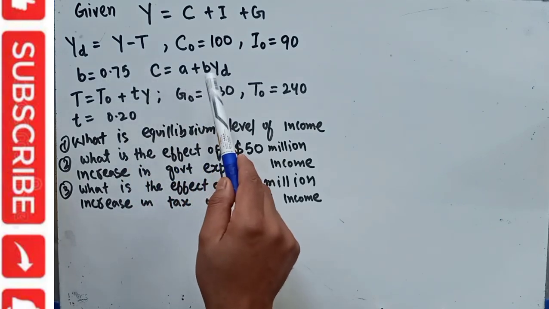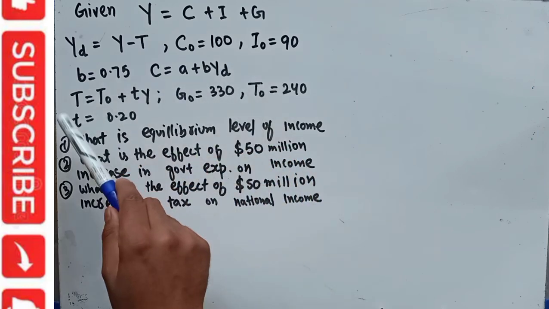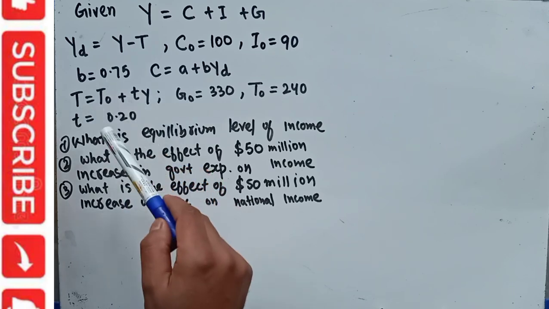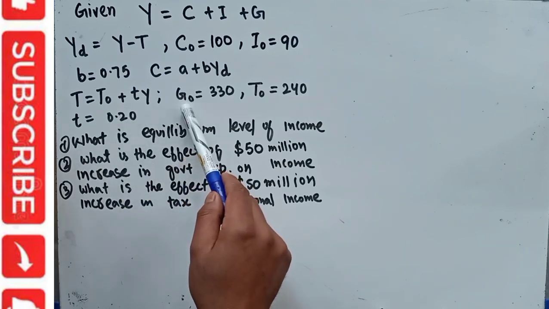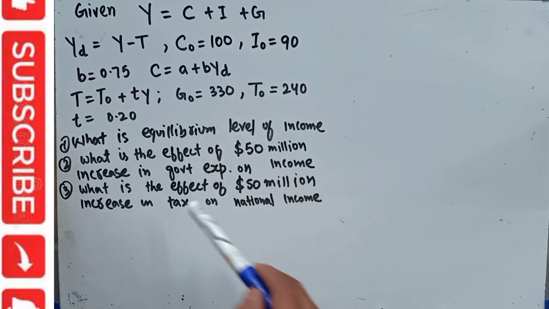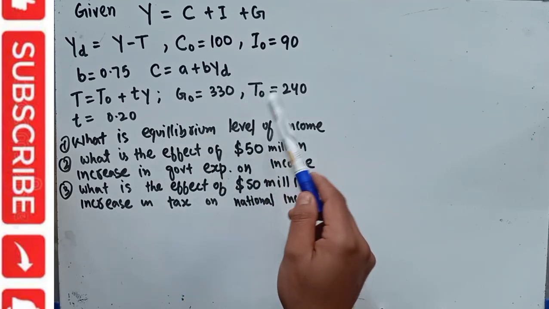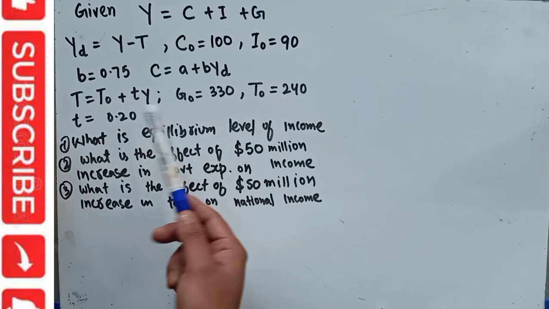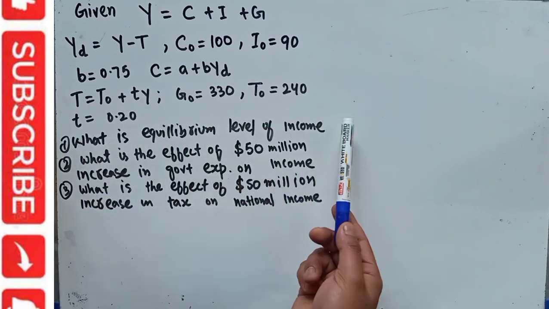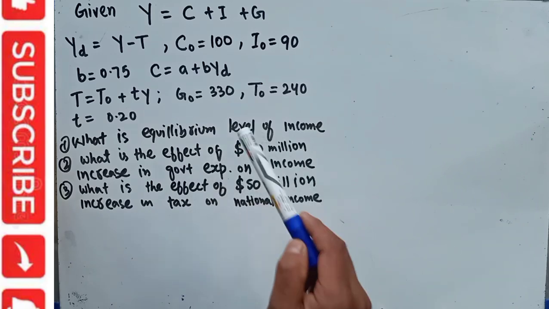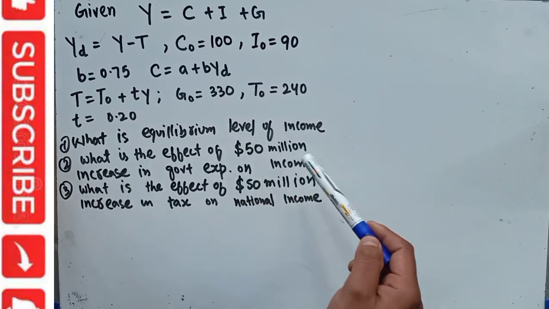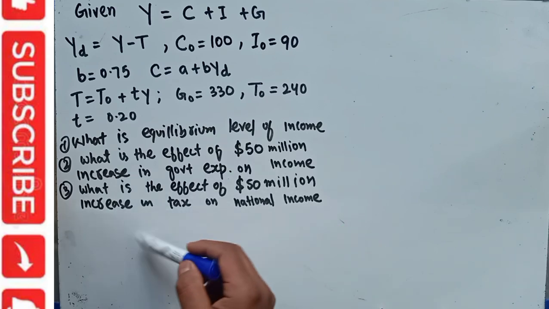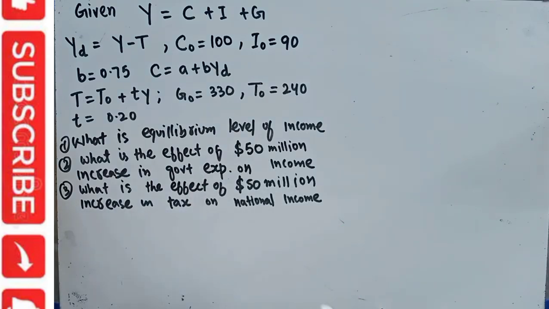C = A + B Y subscript D is the consumption function. T, the tax function, is T naught plus tY, where T naught is the lump sum tax and small t denotes the marginal tax rate. G naught, the government expenditure, is $330 million, the lump sum taxes are $240 million, and the tax rate is 0.2, that is 20%. We need to calculate the equilibrium level of income, the effect of the $50 million increase in the government expenditure on the total national income, and the effect of the $50 million increase in the tax on the national income.